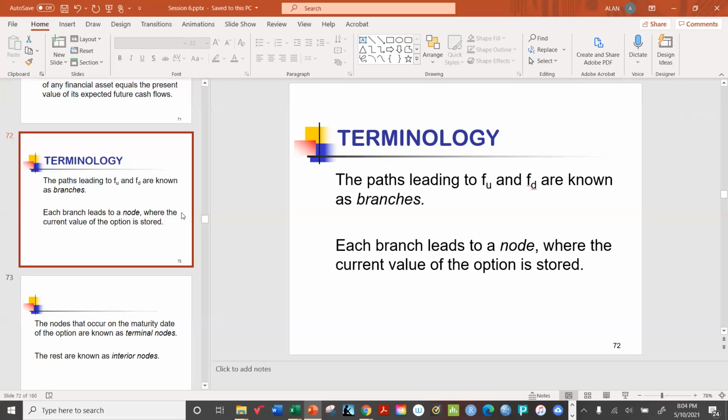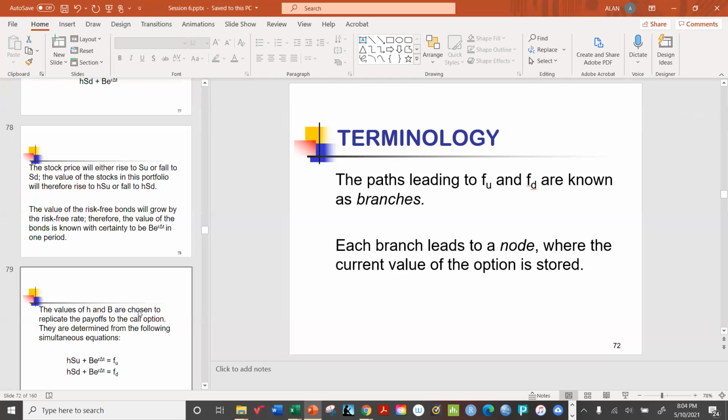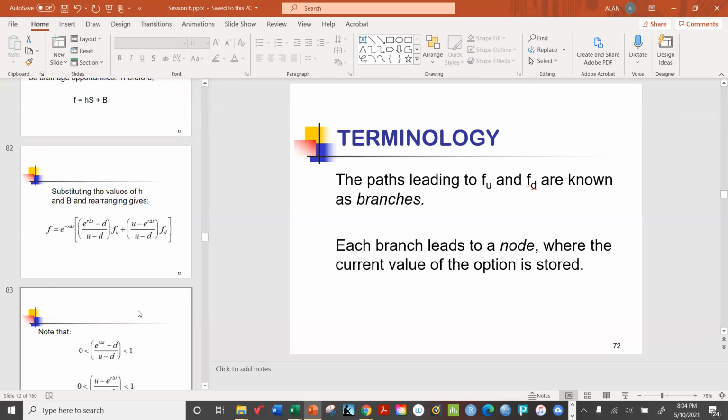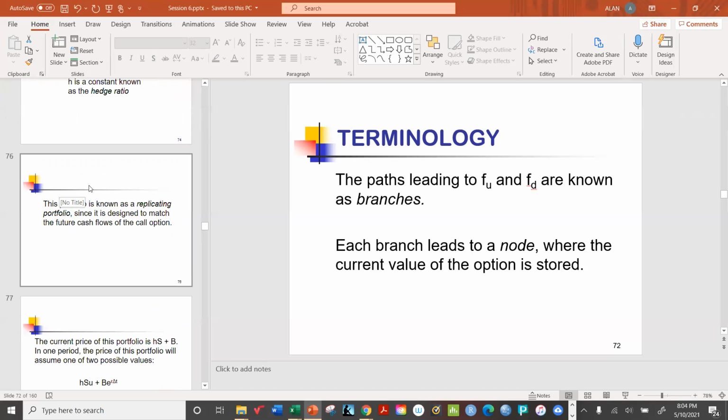All right, let's do this. So what's happening here is, well, this shouldn't take but a couple of minutes. Basically, this is following the same logic as the Black-Scholes model.